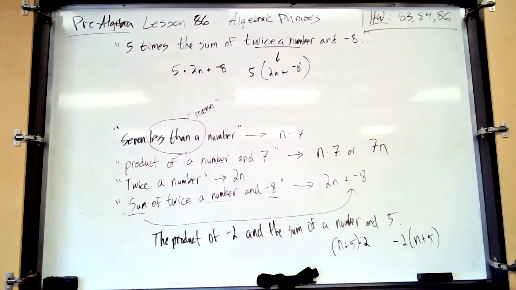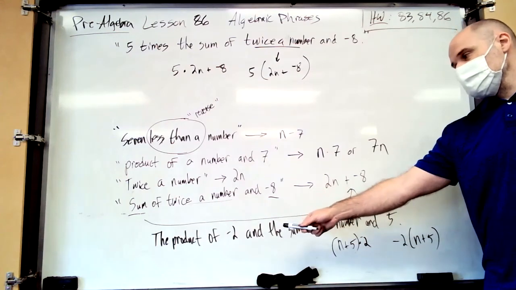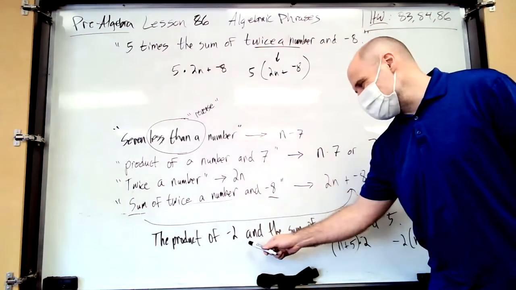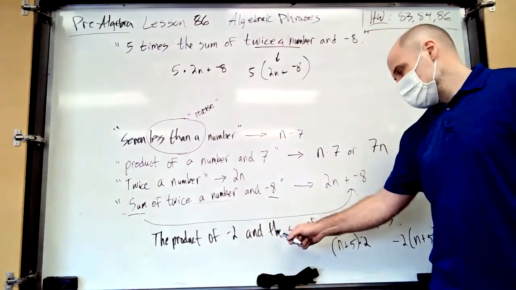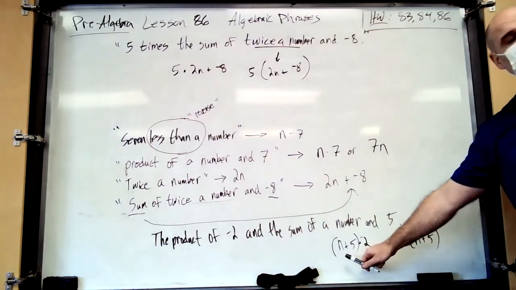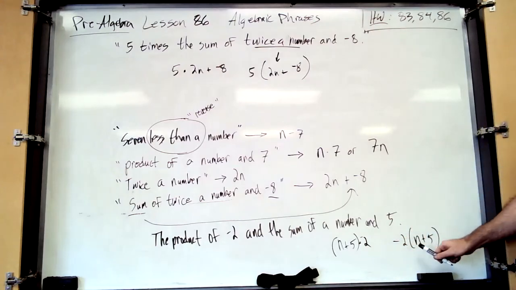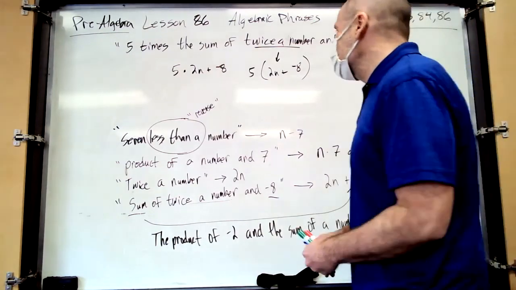Okay, does that make sense? Absolutely. The product of negative 2, so that means you're going to multiply. What's the next thing that you're going to multiply? This and connects it to the next thing you're going to multiply. The sum of a number and 5. Well, this is the sum of a number and 5. So you're multiplying negative 2 times the sum. Okay? That's it.